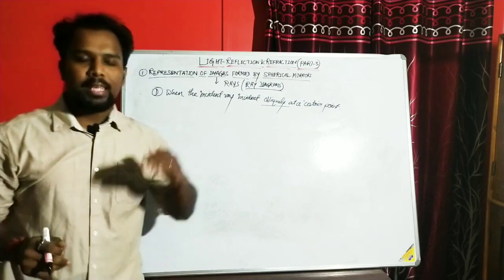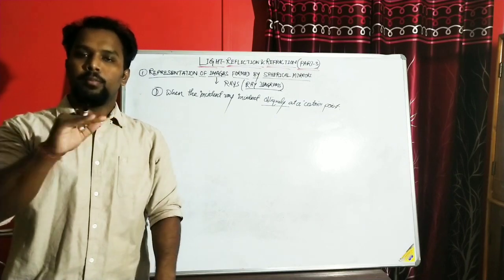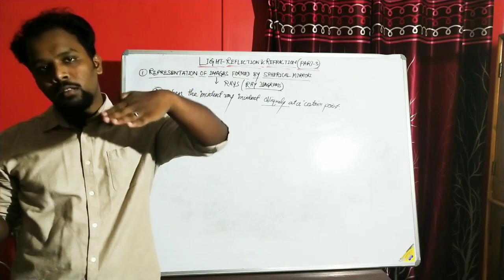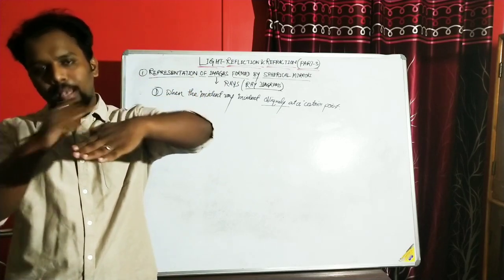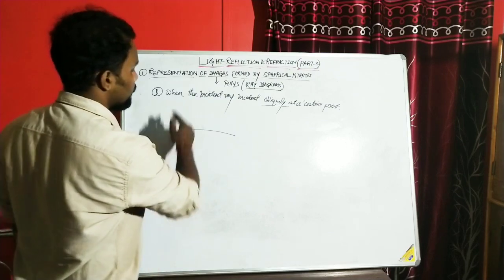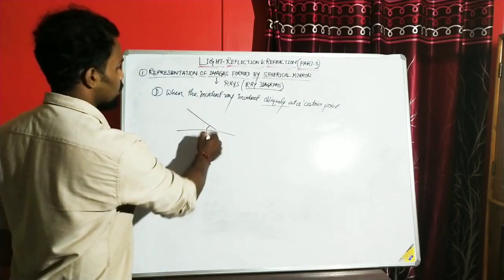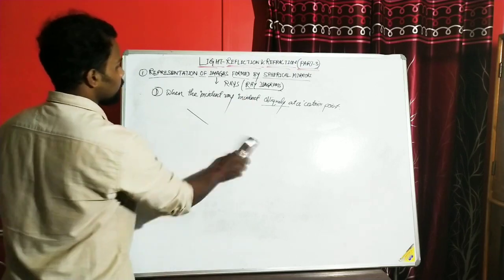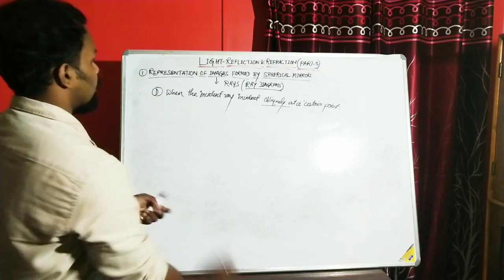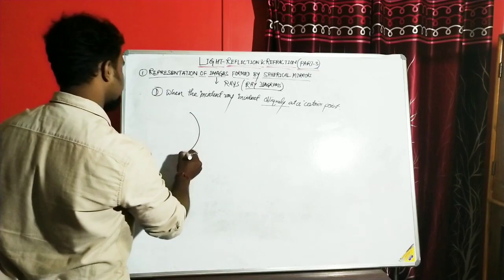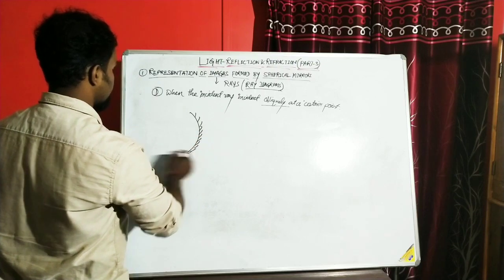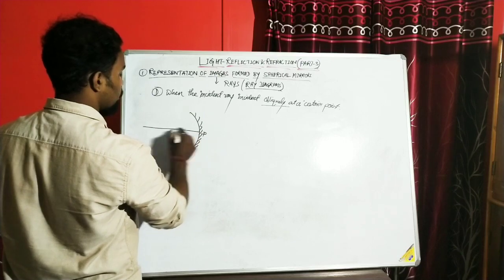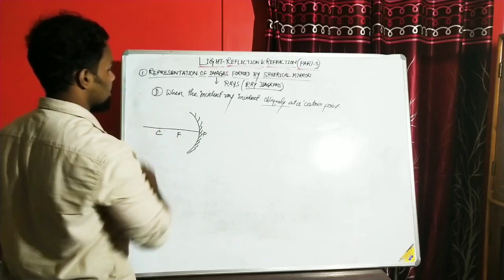Obliquely means making a certain angle with the principal axis, or you can say with the normal. The incident ray will make some angle with the principal axis. If this is the principal axis, it will make some angle. Okay, this is going to be the angle. So that is what is meant by obliquely. Now first we will consider the concave mirror. This is the principal axis, this is the pole, this is the focus, this is the center.